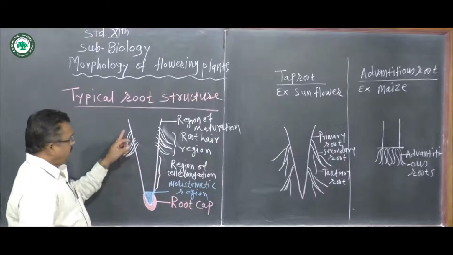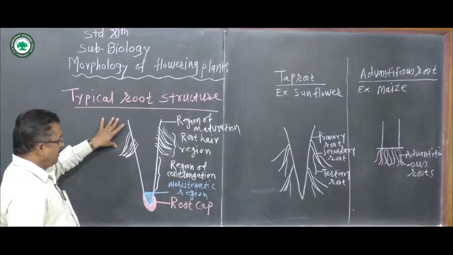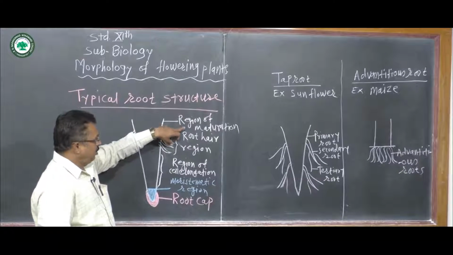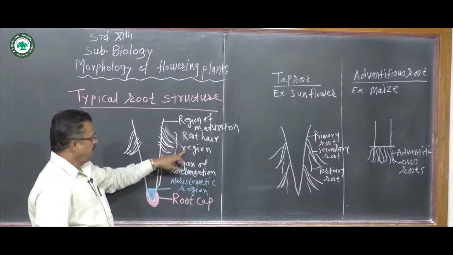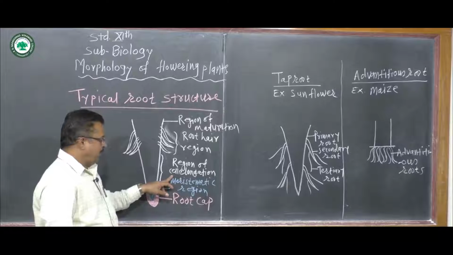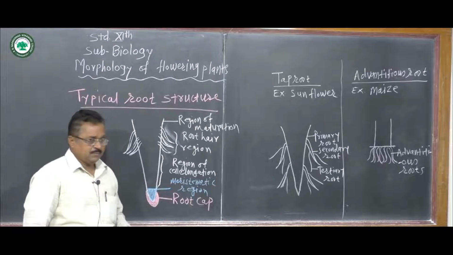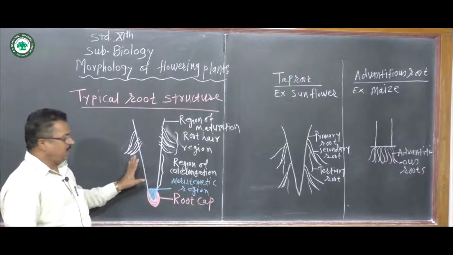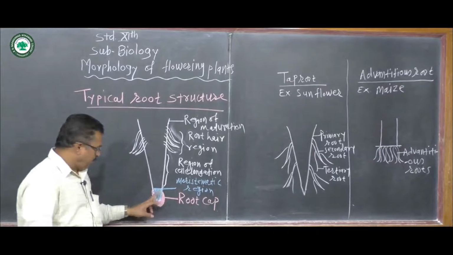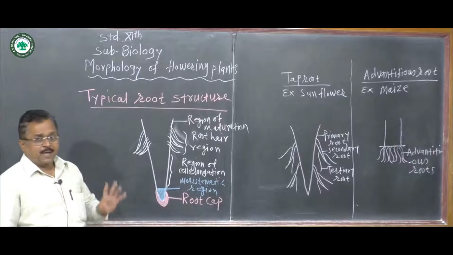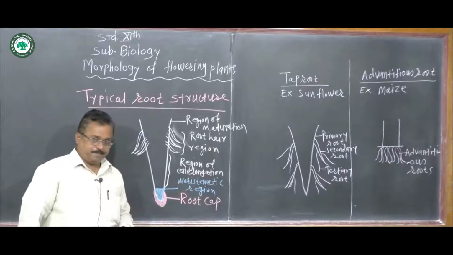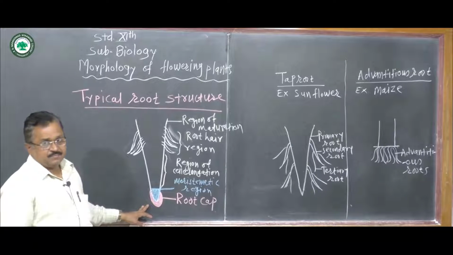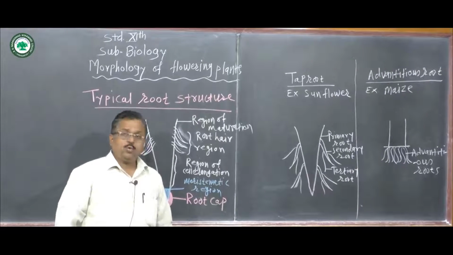The regions of the root consist of the region of maturation, root hair region, region of cell elongation, and meristematic region. These are the regions present in the typical root. The tip of the root is protected by a root cap. It is formed from parenchymatous cells.